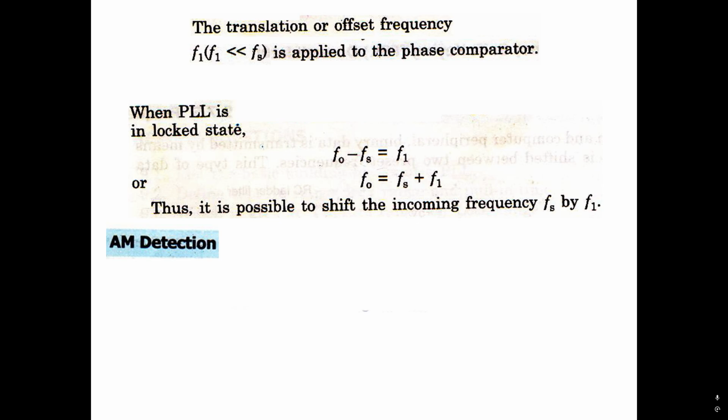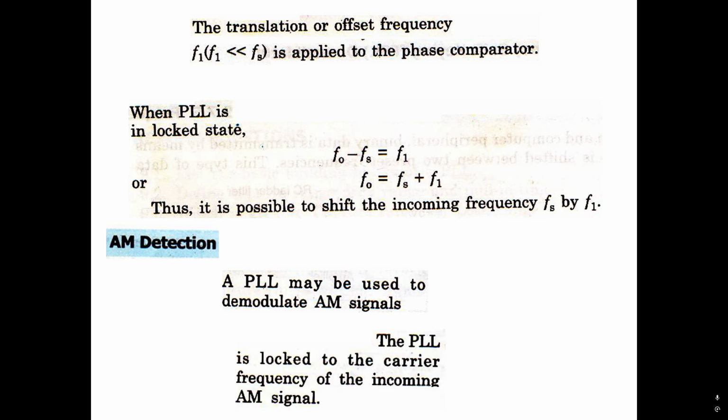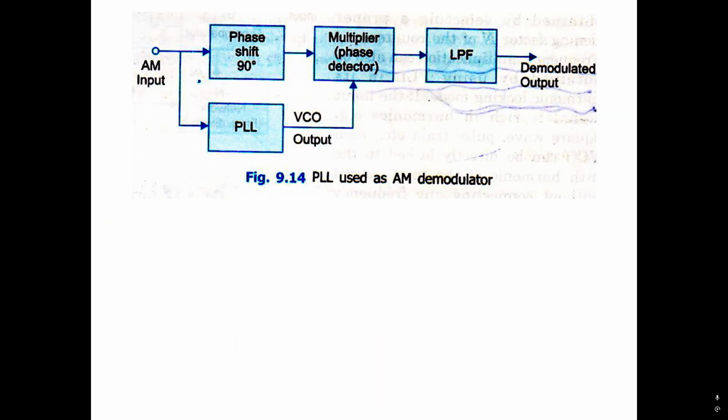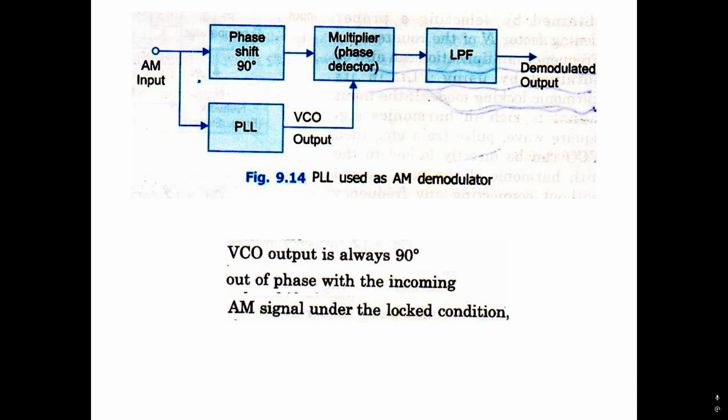Next, AM detection. A PLL may be used to demodulate amplitude modulated or AM signals. The PLL is locked to the carrier frequency of the incoming AM signal. So this shows the PLL used as an AM demodulator.